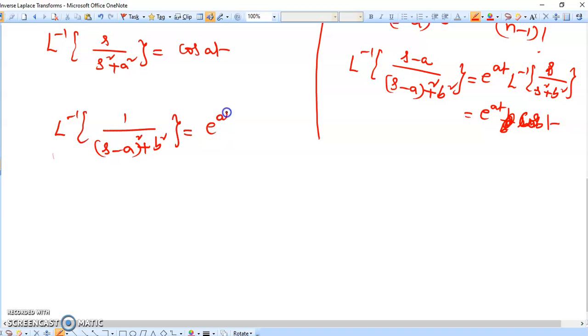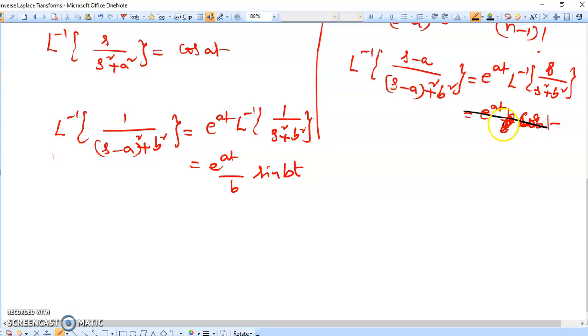So this is e power at L inverse of 1 by s square plus b square. And the inverse Laplace transform for 1 by s square plus b square is 1 by b sine bt. So I will rewrite this again by taking another color. So this is e power at L inverse of s by s square plus b square, which is e power at into cos bt.